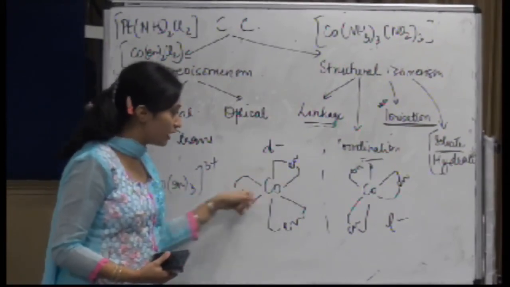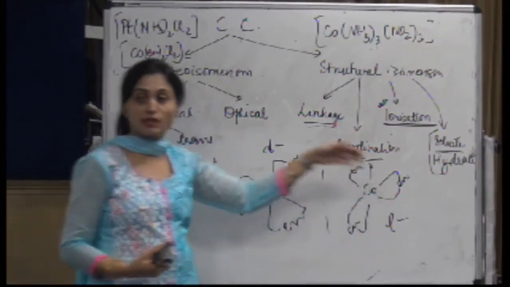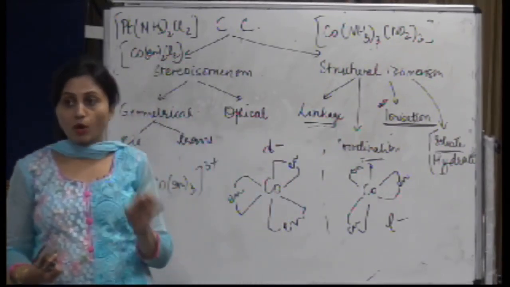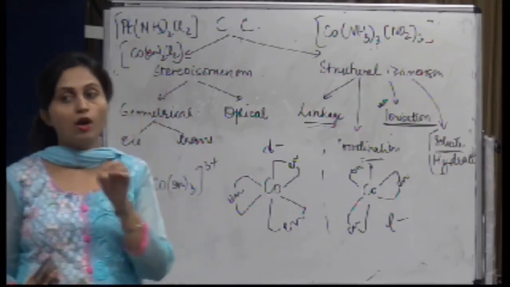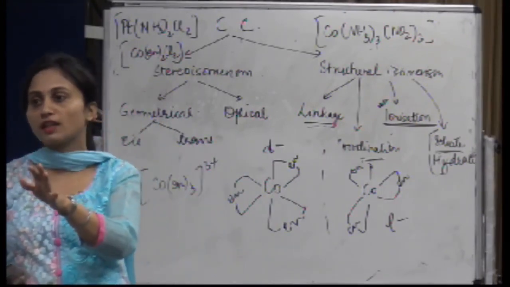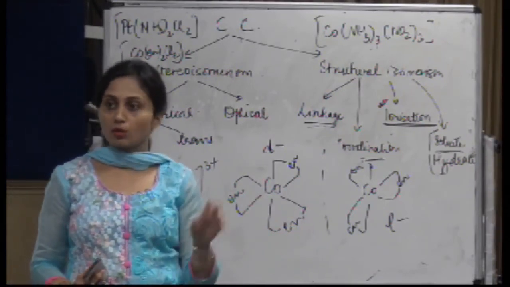Here you can actually form the mirror image and check if the mirror image is not superimposable. It should not be superimposable to show optical isomer. If it superimposes, then it is not considered to be an isomer. Then it is not showing optical isomerism. So it has to be not superimposable.